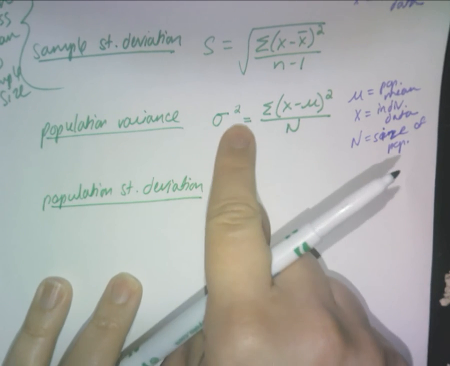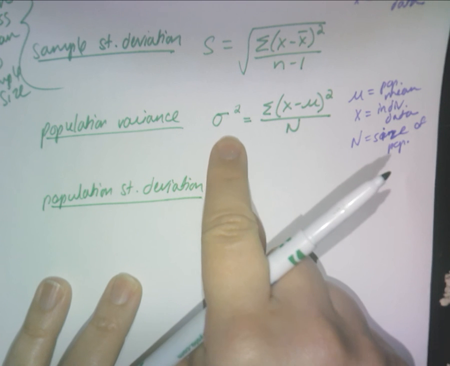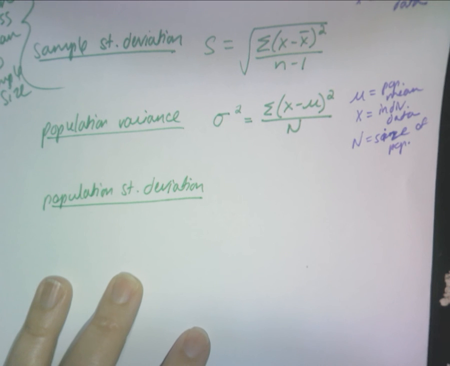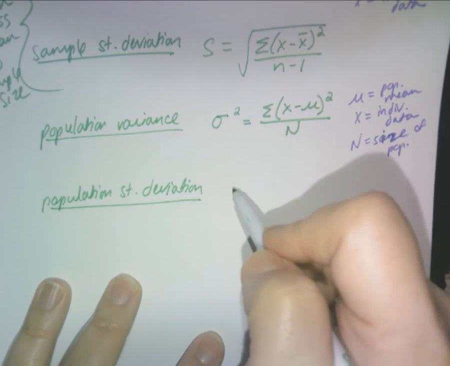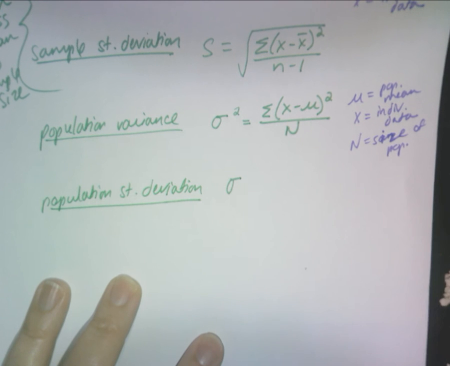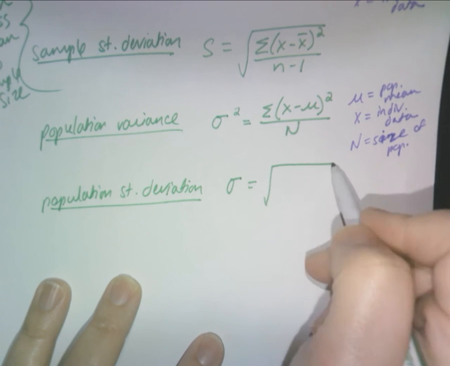What about the sigma? That's just a Greek symbol. It's called sigma. It's a lowercase sigma. Remember, they use Greek for population, and then they use regular letters for samples. There's really no change. There's nothing to be different. What do you think population standard deviation would look like? Just a sigma and put a square root on top.